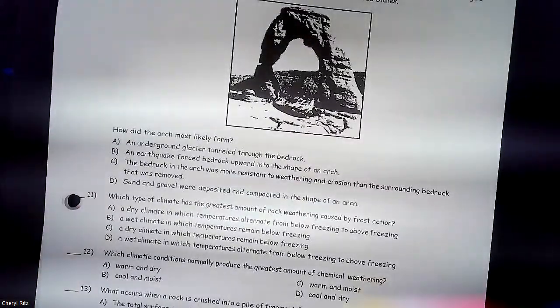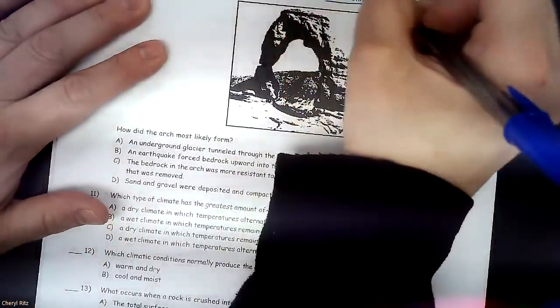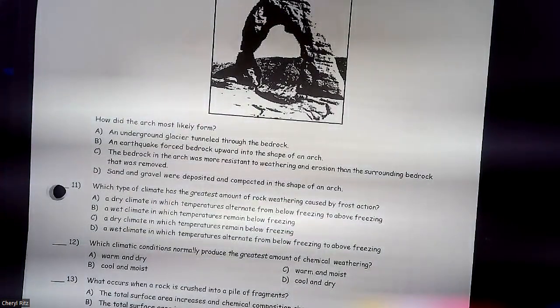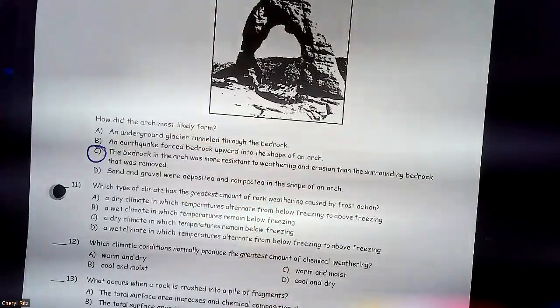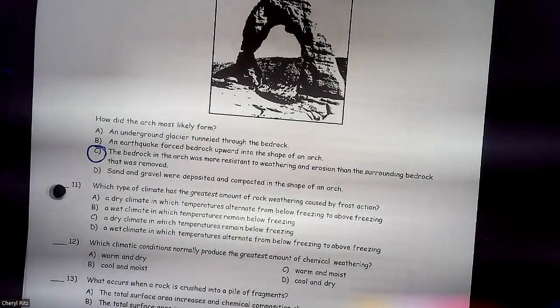Oh, we've got an arch that formed in the western United States. How did this arch most likely form? Yes, the bedrock of the arch was more resistant to weathering. It was putting up the biggest fight.